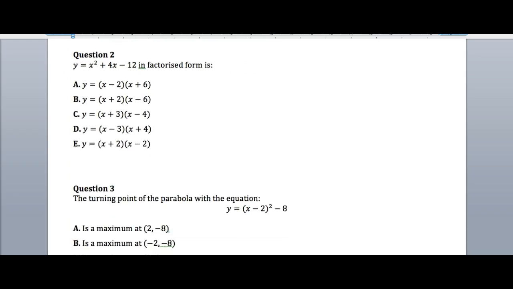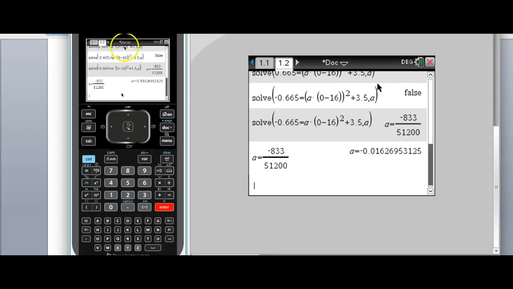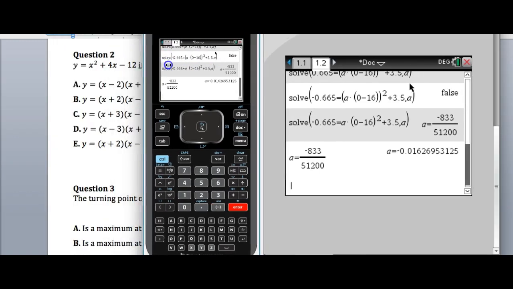Okay, question 2. y equals x squared plus 4x minus 12 in factorized form is, you can do this on your calculator. Actually, I should get my calculator up. Sometimes it comes up with an error message. Oh, beautiful. No error message. Okay, let's just make it smaller.